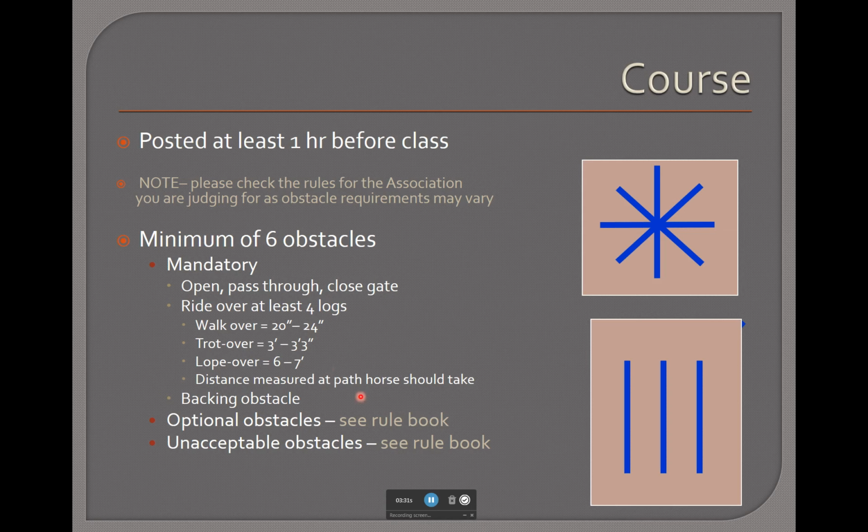Also remember that the distance is the path that the horse should take. So for example, it's going to go from the inside of this log to the inside of this log, and if this was to be a lope over, that needs to be at least 6 foot, and same with this one. On this, you need to look to see where the path the horse is going to be, and we will have some spokes.